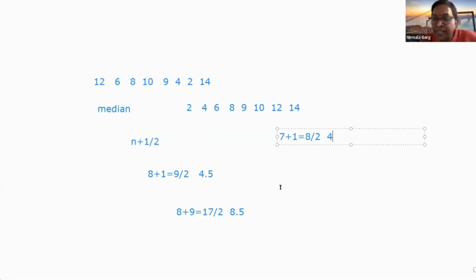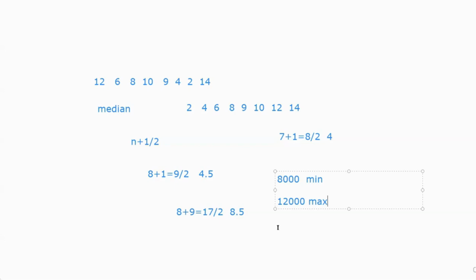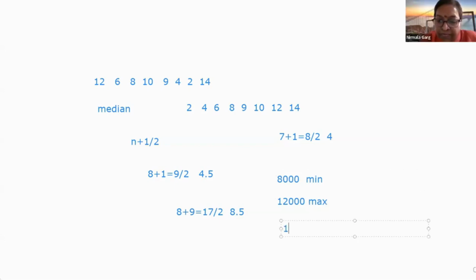Now, you can't take min. What is min? Say, for example, min and max of a salary range: 8,000 is your min, and 12,000 is your max. So what will be your midpoint here? 10,000. Very good.